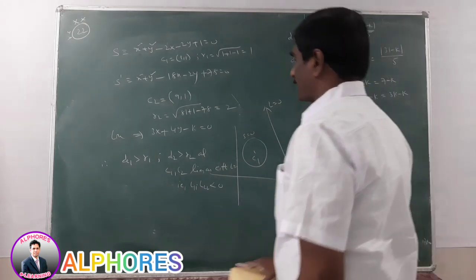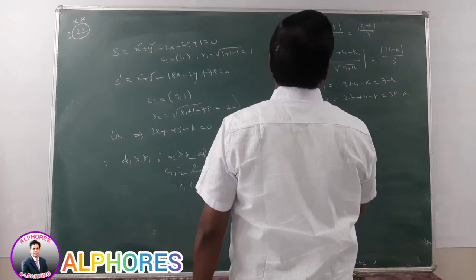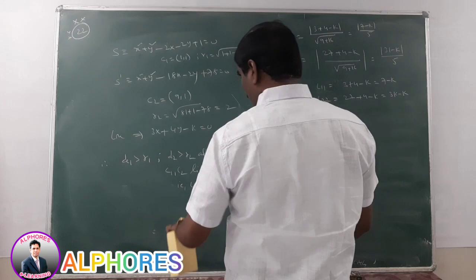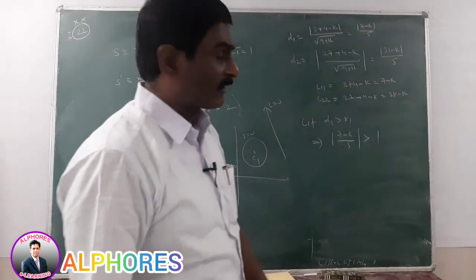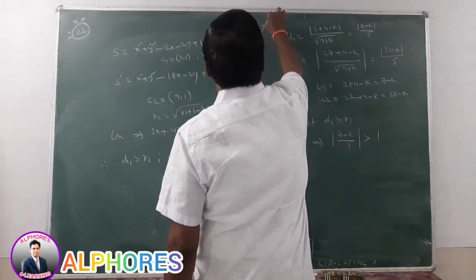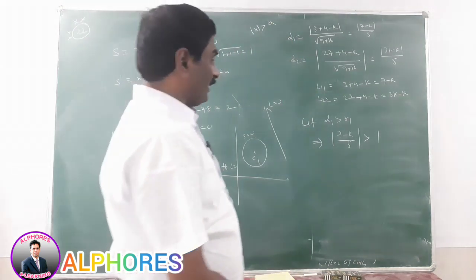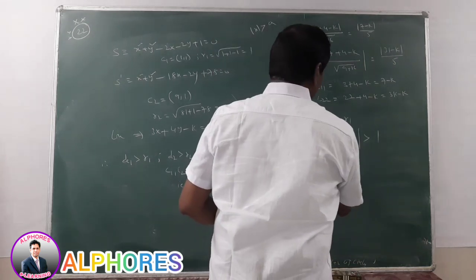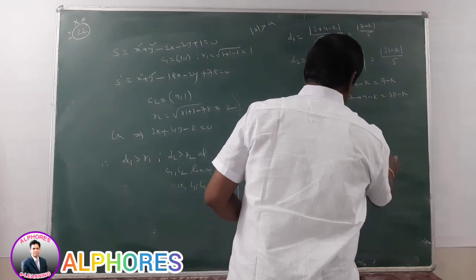Now, first condition: D1 greater than R1. D1 is mod of 7 minus k by 5, greater than R1. What is the value of R1? R1 is equal to 1. So mod of 7 minus k by 5 greater than 1. If mod x is greater than a, what is the condition? x less than minus a or x greater than a. Here mod x is equal to mod minus x, and the coefficient of k is negative, so multiplying by minus 1, that means mod of k minus 7 by 5 greater than 1.